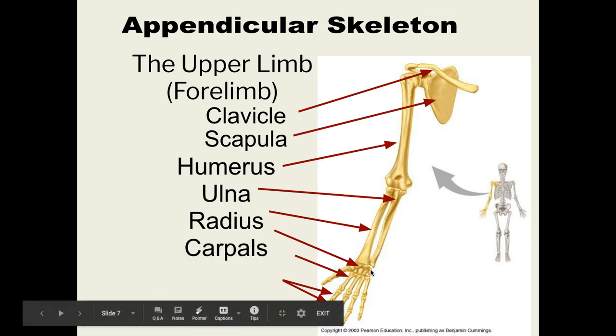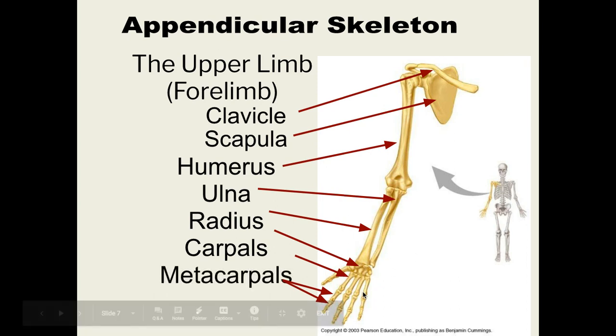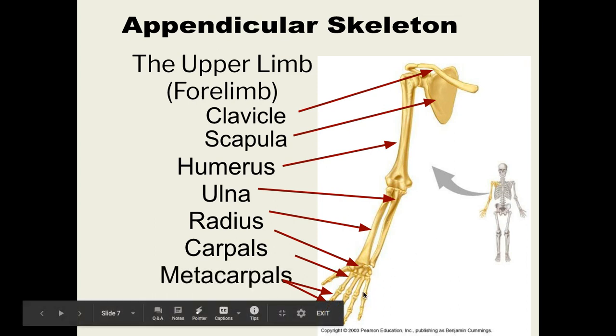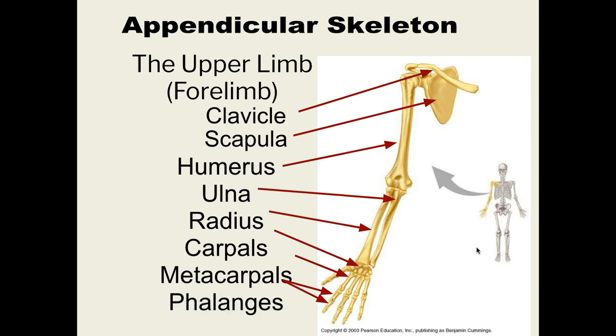Okay. Your wrist structure in here is called your carpals. And then the metacarpals is going to be your beginning parts of your fingers. And then your actual fingers are called your phalanges. I'll let that pop up there for a second if you want to write that down. So your fingers themselves are your phalanges.